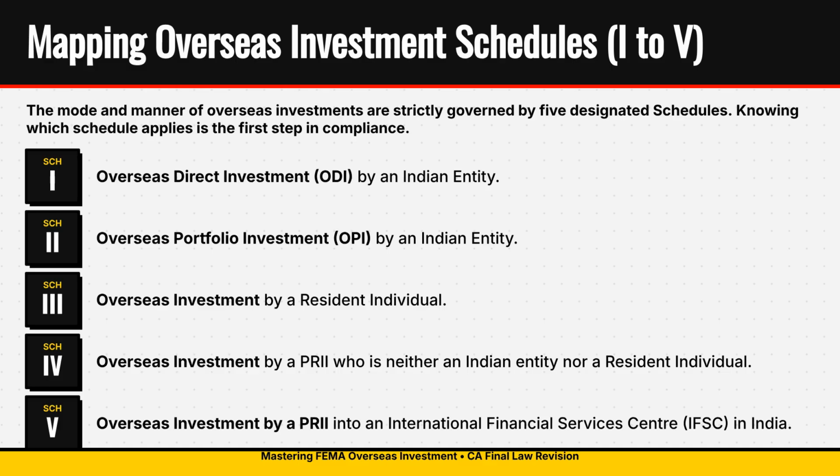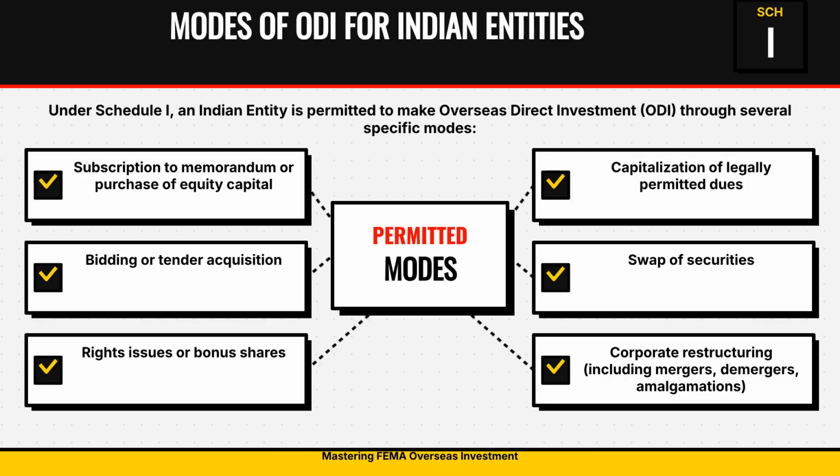In exams, many students know the provision but confuse the schedule. Therefore, always connect every rule with its relevant schedule, because schedule identification itself can fetch marks. Schedule 1 specifies the permissible modes through which an Indian entity can make overseas direct investment.